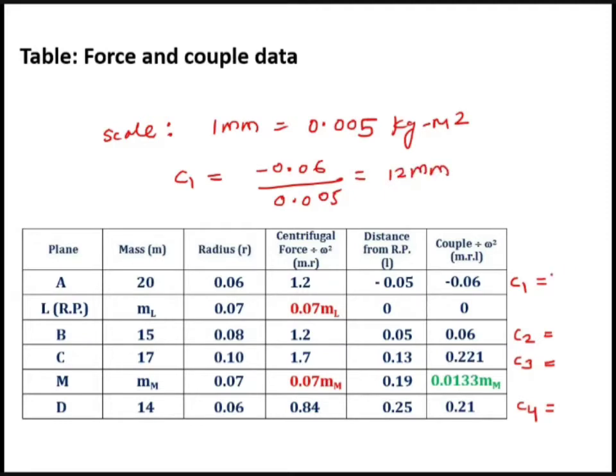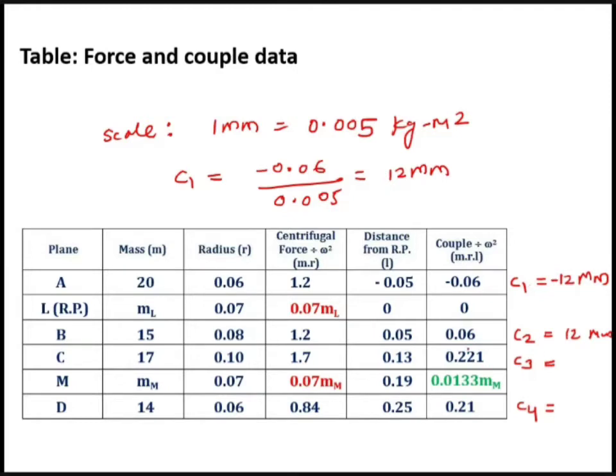So what will be the length of the vector? Length of the vector will be 12 mm. Similarly, length of the vector C2 will also be 12 mm. But this is positive 12 mm, this is negative 12 mm. So when the couple is negative, it is opposite to the direction of the mass M1. Means what? It will act radially inwards towards the center point O. It will not act radially outwards because all the masses are acting radially outwards. If the answer is negative, it will act radially inwards.